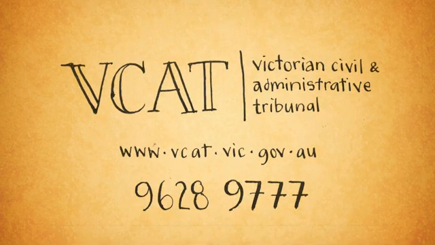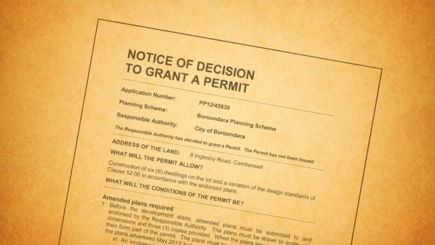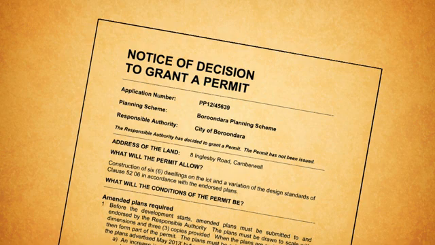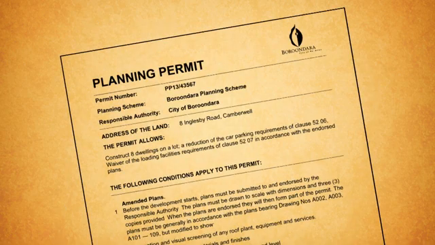If you don't like the conditions on the permit, you can appeal to the Victorian Civil and Administrative Tribunal for a review. If your application is approved and there were objectors, Council will issue a notice of decision to grant a planning permit. The objectors may appeal to VCAT. If no appeal is made, a permit will be issued.